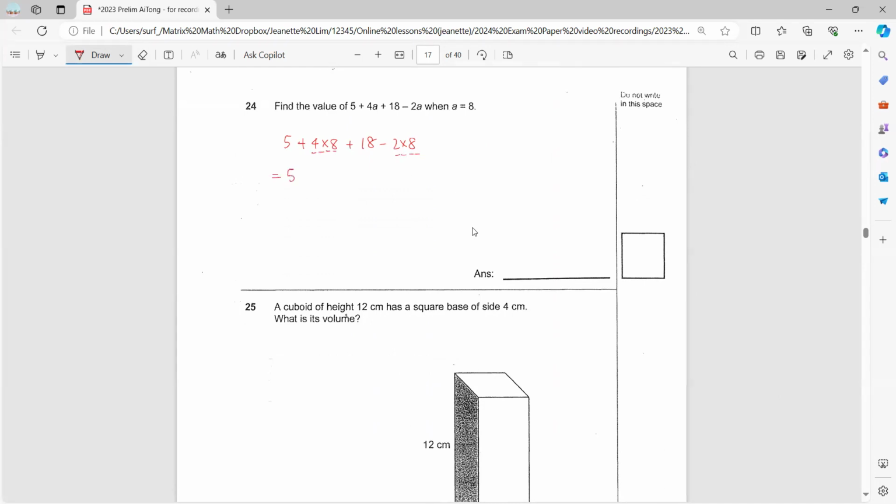Okay, so this is 5 plus 32 plus 18 minus 16. Next, you have plus and minus. Do from left to right. So the first one we'll do is 5 plus 32, which is 37. Next, 37 plus 18 is 55. 55 minus 16, which is 39.